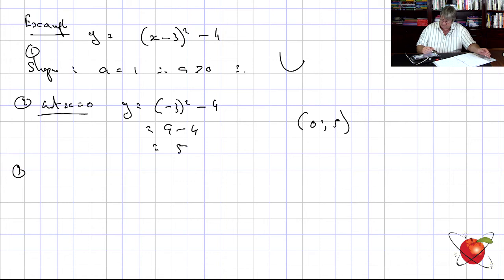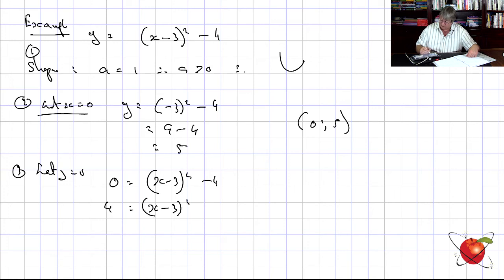Next question is let y equals 0. All right, and if we put y equals 0, you get 0 is equal to (x minus 3) all squared minus 4. That becomes 4 is equal to (x minus 3) all squared, which becomes x minus 3 is equal to plus or minus 2.